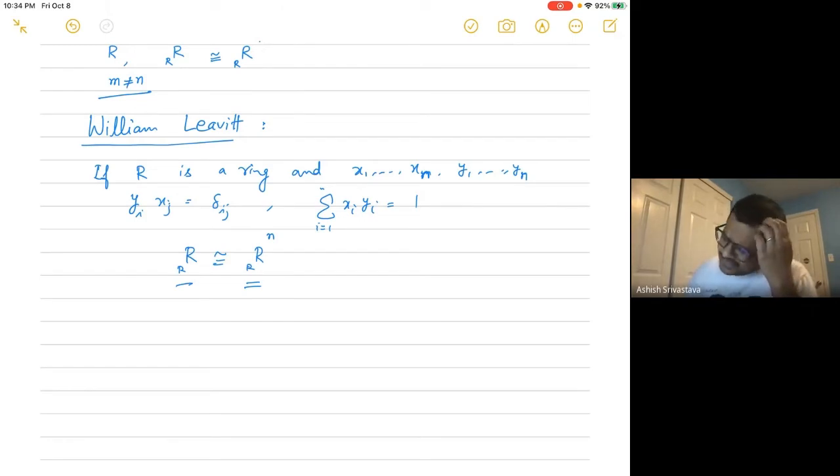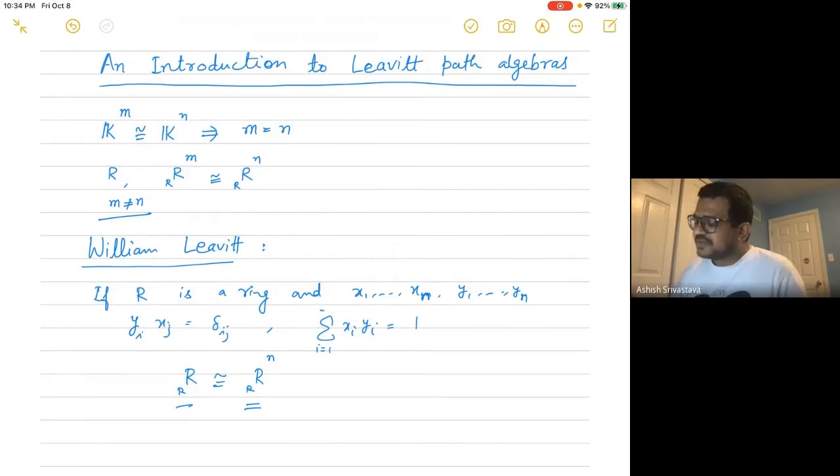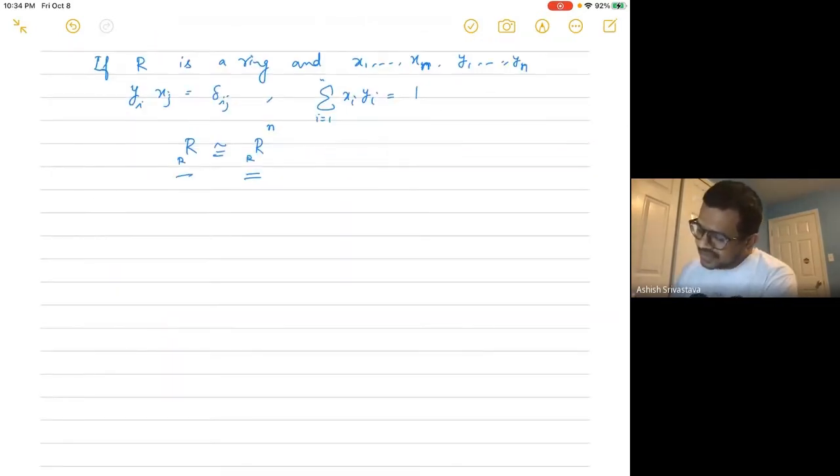So it turns out that there is a nice quotient of path algebra that gives examples of rings with this property, okay? And that's why the name Leavitt comes in this. So let me now formally introduce what Leavitt path algebras are.